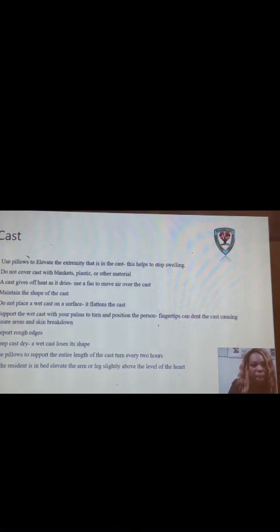Residents that have a cast. Use a pillow to elevate the extremity that is in the cast. This helps to stop the swelling. You do not want to cover the cast with blankets, plastic, or other material. Remember, a cast gives off heat as it dries. If you are using a fan, you want to move the air over the cast.